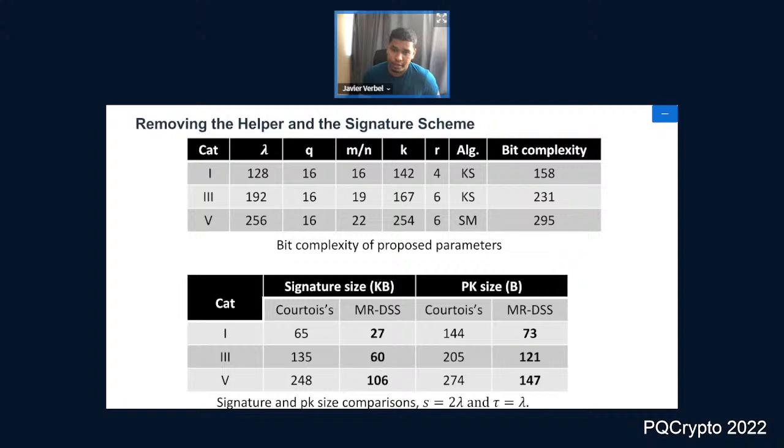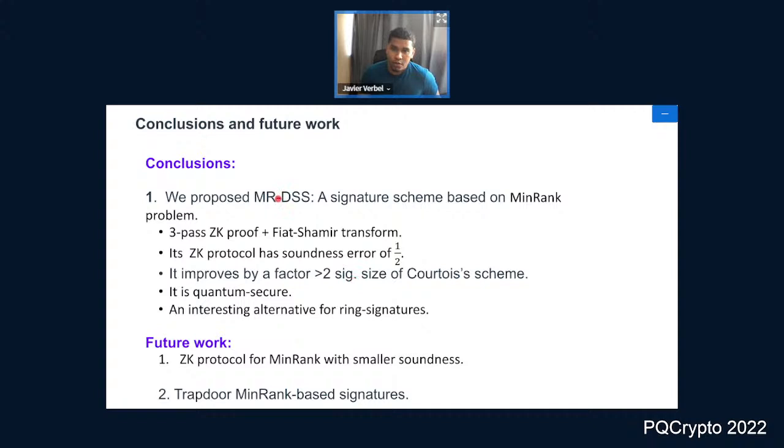So as a summary of this talk, we propose a new MinRank based signature scheme. It uses a three-pass zero knowledge protocol with helper, and then it applies Fiat-Shamir. The zero knowledge protocol has soundness error one over two. We improve by a factor of about two the signature size of Courtois' scheme. It is believed to be quantum secure because the underlying problem is believed to be quantum secure. And it also allows for ring signatures. I didn't explain it in this talk, but in the full talk, you can see how we can build ring signatures from this scheme.